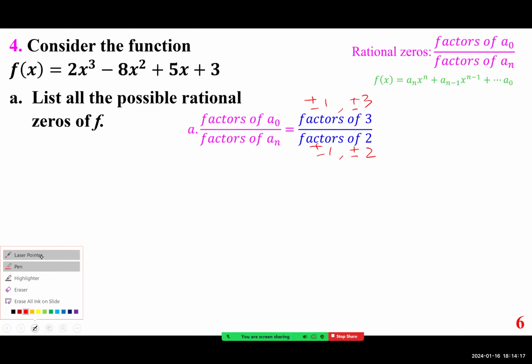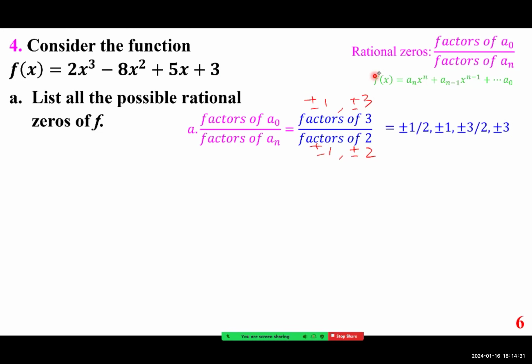So what we do, if we divide these two, we get plus minus 1. We divide these two, we get plus minus 3. If we divide these two, we get plus minus 1 half. These two, plus minus 3 halves. So I hope you see what happened here. So there are 1, 2, 3, 4 times 2, 8 possible rational zeros. We are not saying that they are the zeros, because the rational zeros could be at most 3. Therefore, not all of them can be the zeros, but those are possibilities.